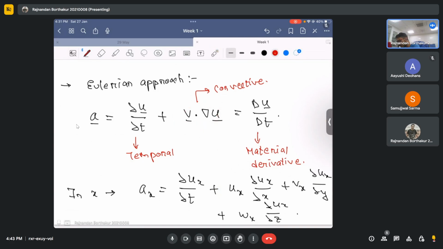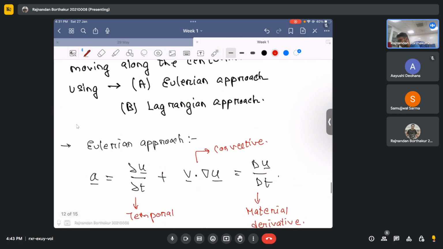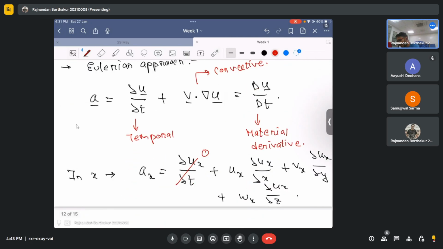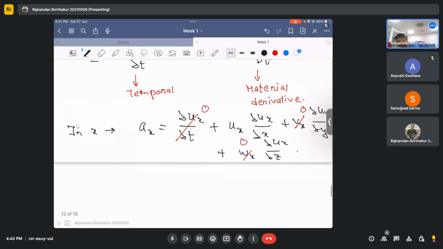Now, as you can see, this is 0. Why? Because the velocity field in the center line is not a function of time. ux is nothing but v1 into 1 plus x by l, so it's not a function of time, and that's why this is 0. There is no y component velocity, that's why this is 0, and there is no z component velocity, so it is also 0. So ax simplifies to just ux times del ux by del x.